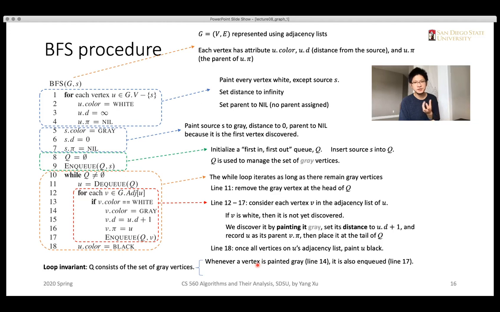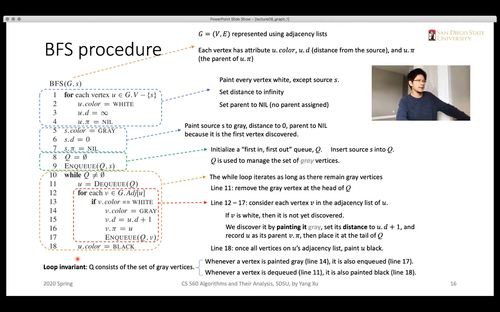vertex is first painted gray at line 14, right? And then enqueued. So that relationship guarantees that every vertex that is enqueued is first painted gray. And whenever a vertex is dequeued, it will be painted black. Okay, so these two statements basically prove that the loop invariance is true. Everything within Q is gray vertices.